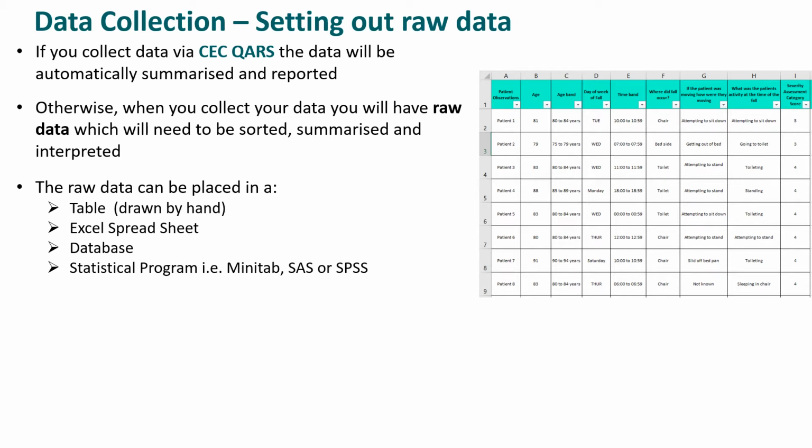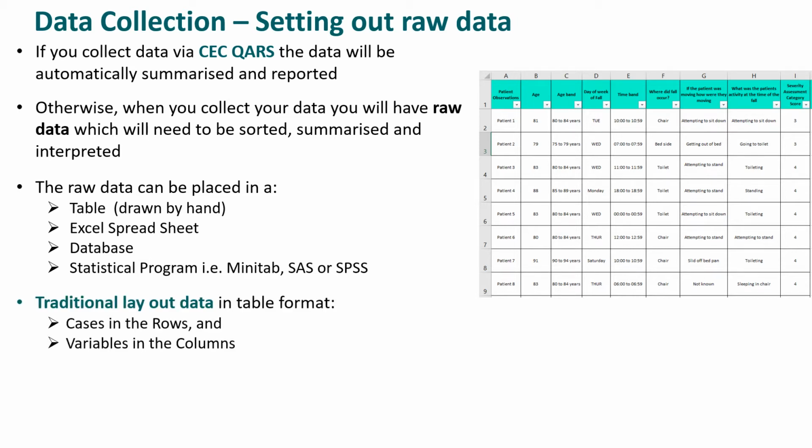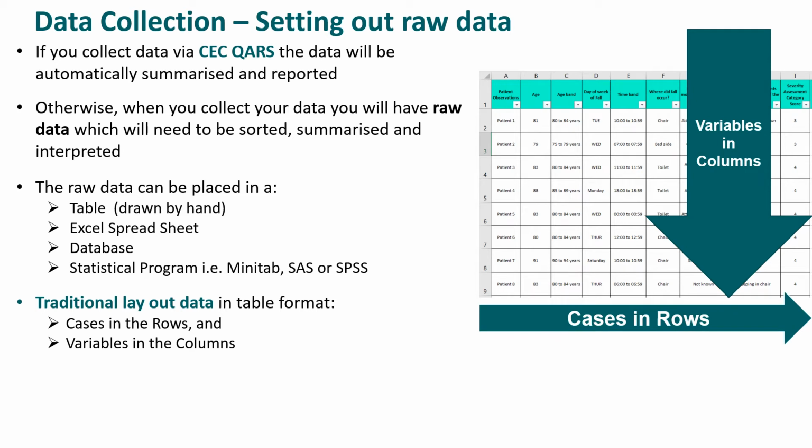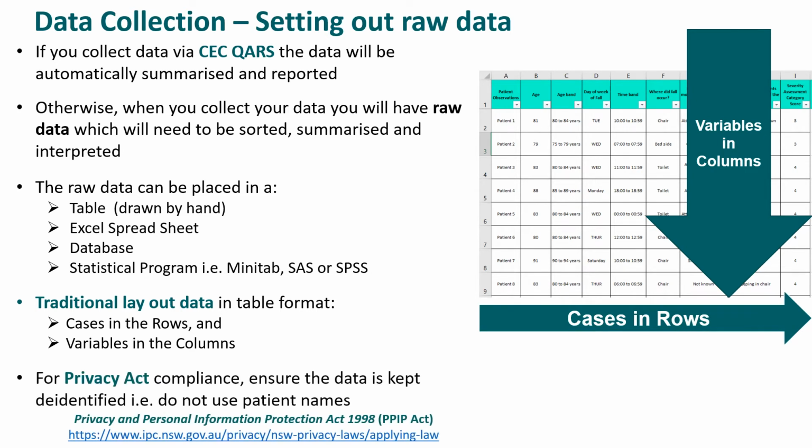The traditional layout of data in a table is that you have the cases in the rows and the variables in the columns. So in this example here, we've got variables going down in columns and the cases going across in rows. And regarding the Privacy Act, please make sure you comply with this act and ensure that all the data is kept de-identified. For example, don't use patient names in your data set.